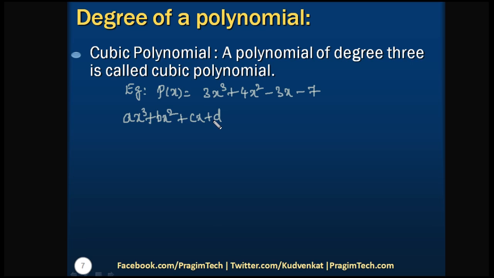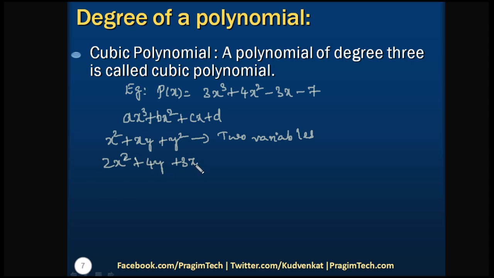Till now we have discussed polynomials in terms of one variable. We can also define polynomials in 2 variables and polynomials in 3 variables. Let's write one example for polynomials in 2 variables, which will be represented as x square plus xy plus y square. If you observe here, we have 2 variables, right students? Similarly, we can represent a polynomial in 3 variables as 2x square plus 4y plus 3z. If you observe here, we have 3 variables, right?